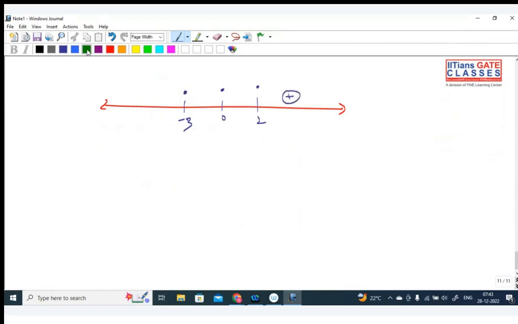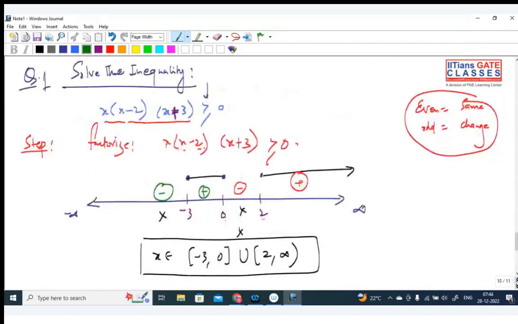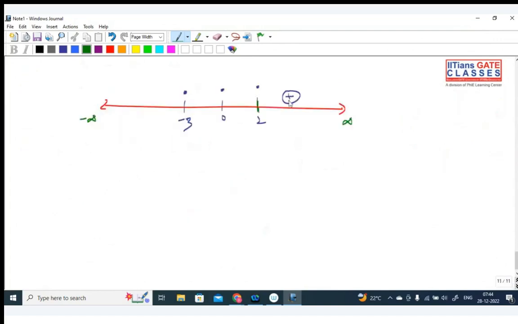Then you have to go toward the minus infinity side. You have to start with positive infinity, that is positive here. Now you check, this 2 belongs to which expression? x minus 2, right? And here the degree of x is 1, that is odd. 1, 3, 5, these are odd powers. So what will happen? This positive sign will change here.